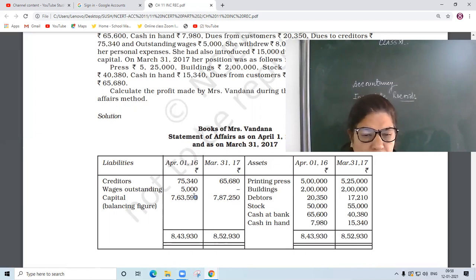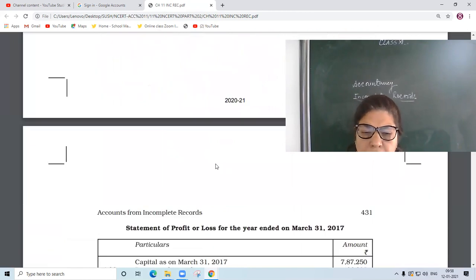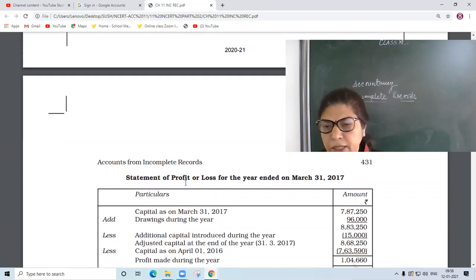Now the balancing figure remains, this is 7,63,590. This is opening capital and 87,250. This is closing capital. Okay, any doubt? Now when we get the amount of opening capital and the amount of closing capital, it is very easy to prepare the statement of profit and loss.